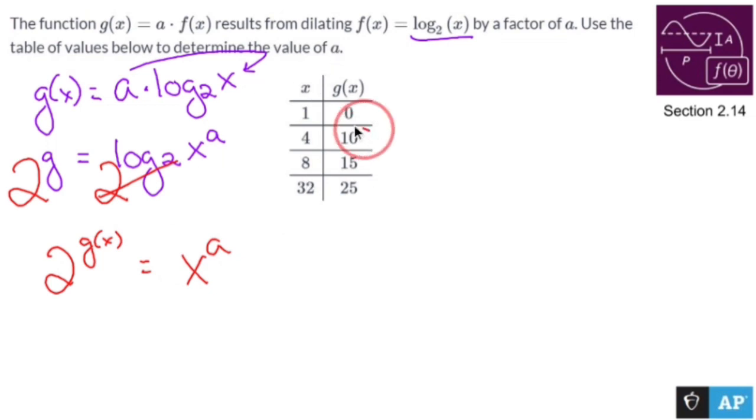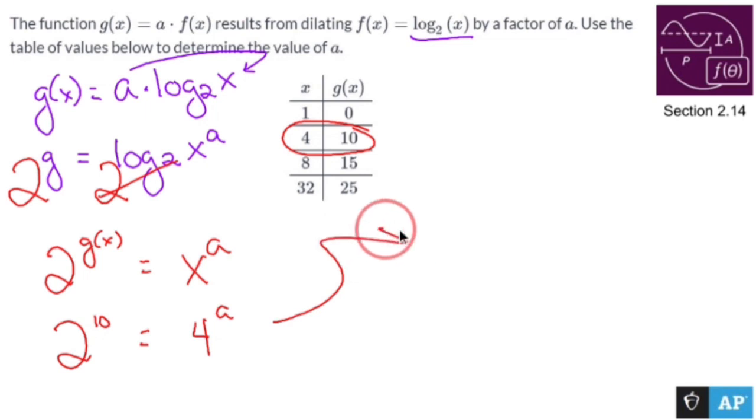So let me just pick one. Okay, x is 4. A is what I'm looking for. 2 is 2. And g of x is 10. Well, that's very unpleasant. I don't know what 2 to the 10 is, but you know what I can do? I can rewrite 4 as 2 squared.